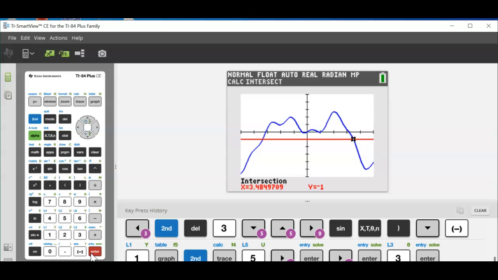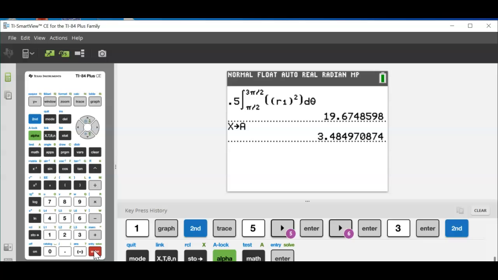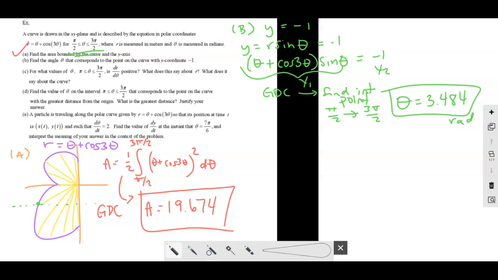Okay, I'm going to go store that just in case I need it. I'm going to take x, store it in alpha a, just in case. Last time we didn't need it, but 3.485 if you round it, or 3.484 if you truncate. So here we had theta equals 3.484. The units for that would be in radians, right? We know that. The units for the area would have been in meters squared. You could have put it, but honestly, I don't really think it matters that much. But now part B is done.